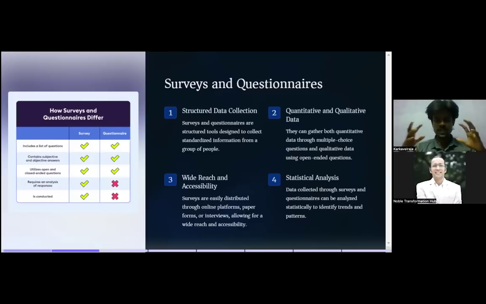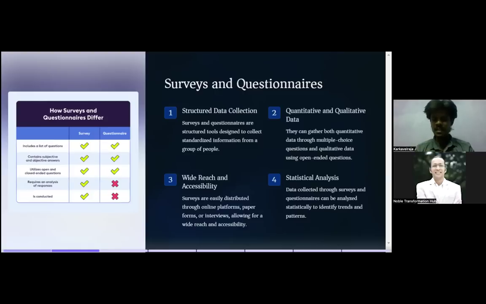So surveys are easily distributed over online platforms, paper form, or interviews, allowing for wider accessibility, right? Whenever we have a Google form, we can send it through mail to everyone in the world. Whoever's mail we have, we can reach them. Okay, so that is the thing.